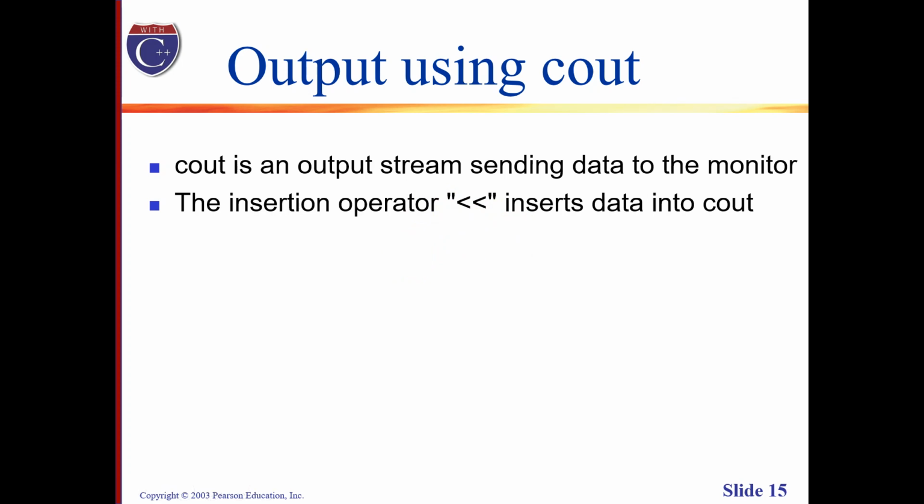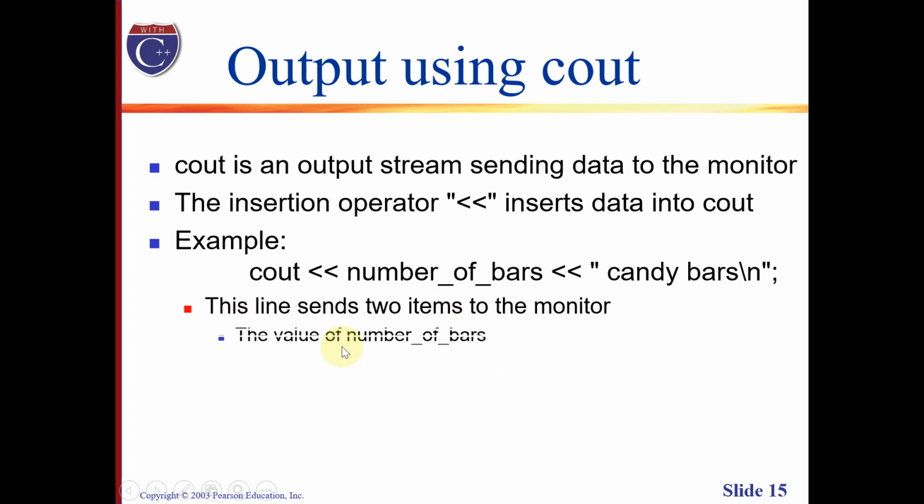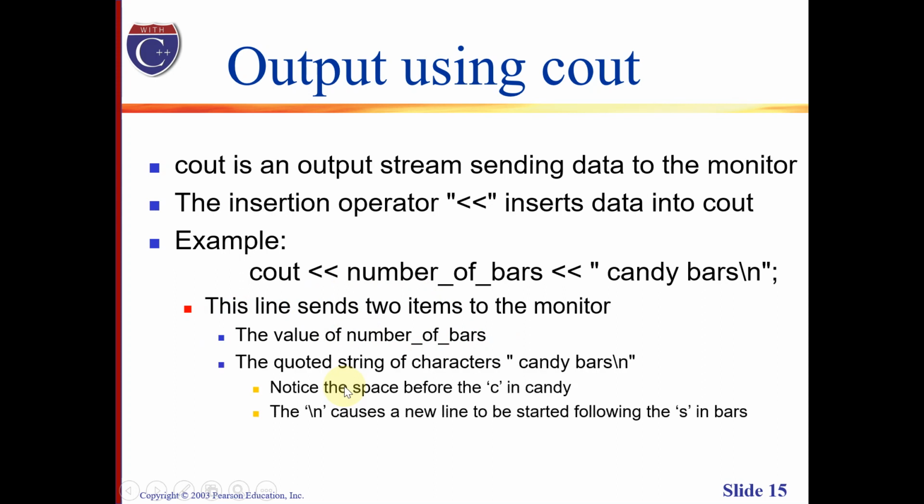For example, we have the following statements. This statement is going to output whatever is the value contained by the variable number of bars. Specifically, this statement sends two items to the monitor. First, the value of the variable number of bars, and some other characters that we would like to display to our monitor.